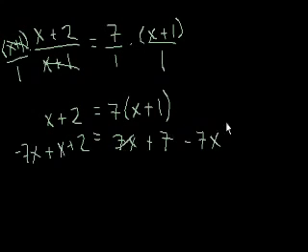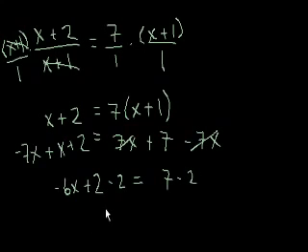The right-hand side, these two 7x's will cancel out. And on the left-hand side, we have minus 7x plus x. Well, that's minus 6x plus 2 is equal to, and on the right, all we have left is 7. Now we just have to get rid of this 2, and we can just do that by subtracting 2 from both sides.